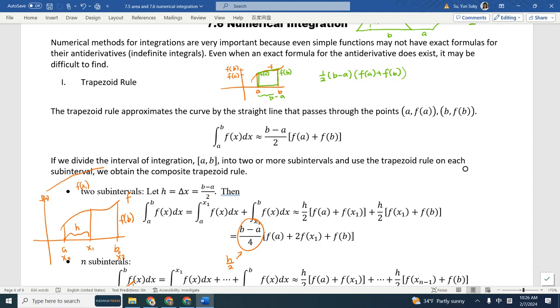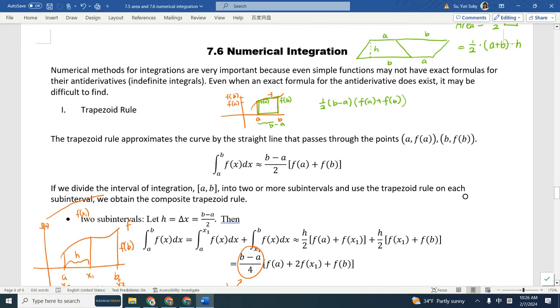Okay, so trapezoid method. Let's look at the picture. So we have the area. We want to find the area under the curve from A to B, right? Let's use one trapezoid to approximate it. So we use A and B, and then we use this endpoint and this endpoint, the height, to draw the trapezoid. Do you still remember the formula of the trapezoid?